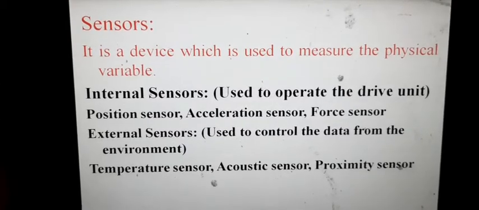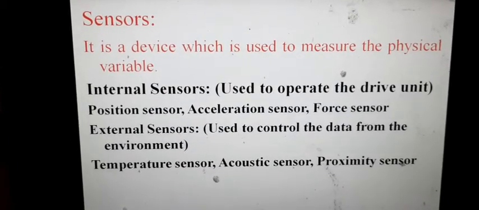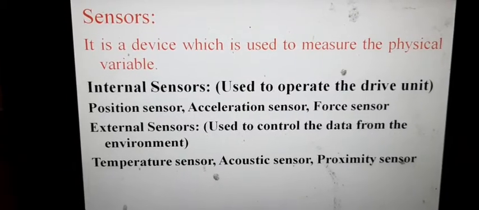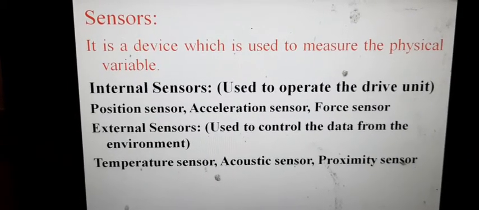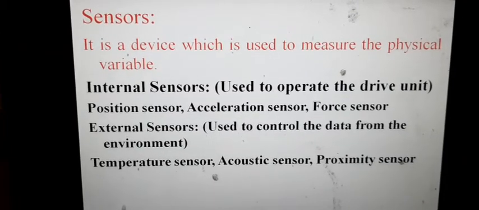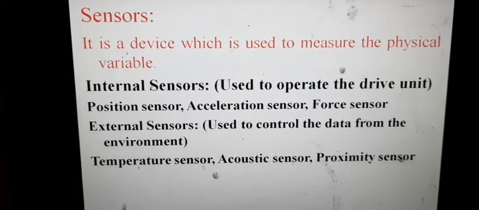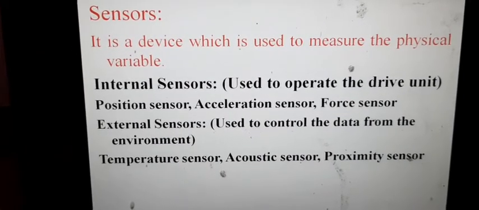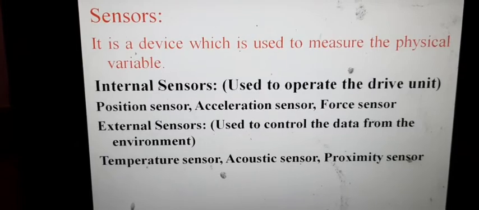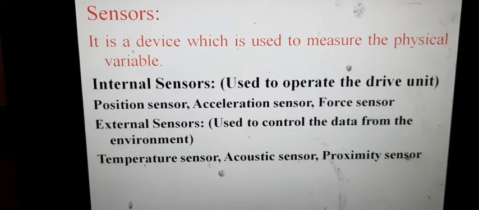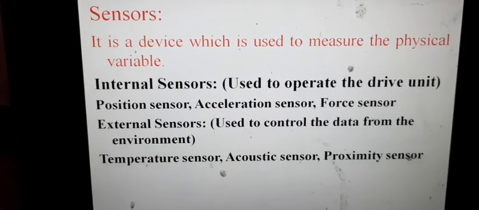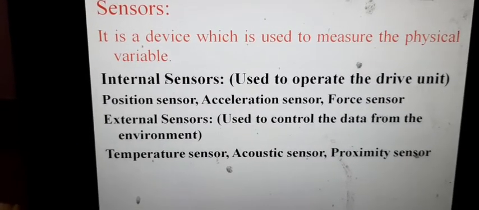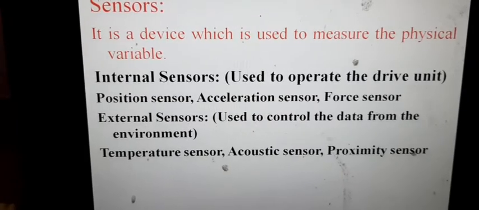In the case of an external sensor, we don't attach the sensor to the object of which we are collecting the information. For example, to measure the temperature of a heated object, we cannot keep the sensor directly over the heated surface. So these kinds of sensors, we keep external to the object, in the surrounding environment, and collect the data. The temperature sensor, acoustic sensor or proximity sensor are examples of external sensors.